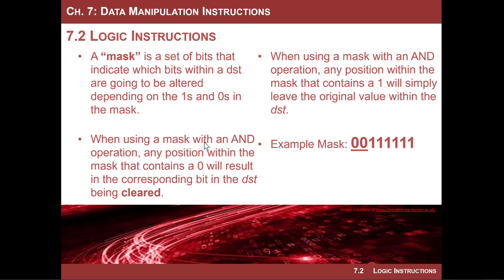So consider this. If I created a mask, any position within the mask that contains a 0 will result in the corresponding bit in the destination being cleared. Any position within it that contains a 1 will simply leave the original value within the destination the same. So consider this mask right here. I've got 0, 0, 1, 1, 1, 1, 1, 1. If I ANDed anything with this, I would clear the top two bits of the destination and I would leave all the other bits the same.